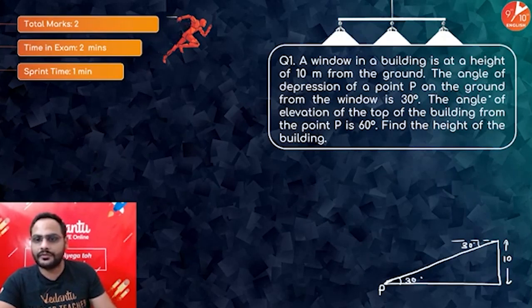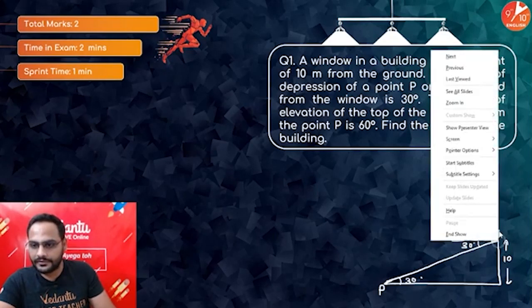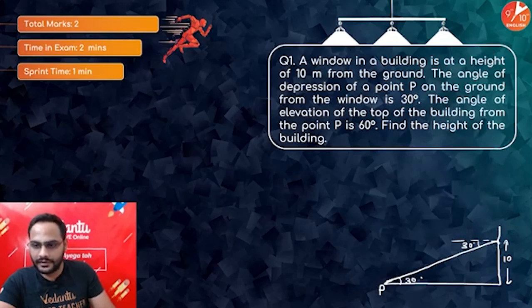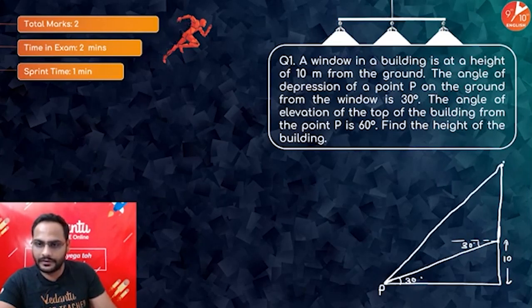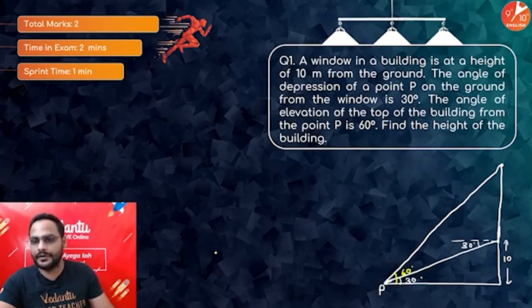Then the angle of elevation of the top of the building. So the top of the building is somewhere over here, and the angle of elevation of the top of the building from P is given as 60 degree. If you look at the top of the building from P, you get your angle of elevation as 60 degree. This complete angle is given as 60 degree. They are asking you the height of the building.